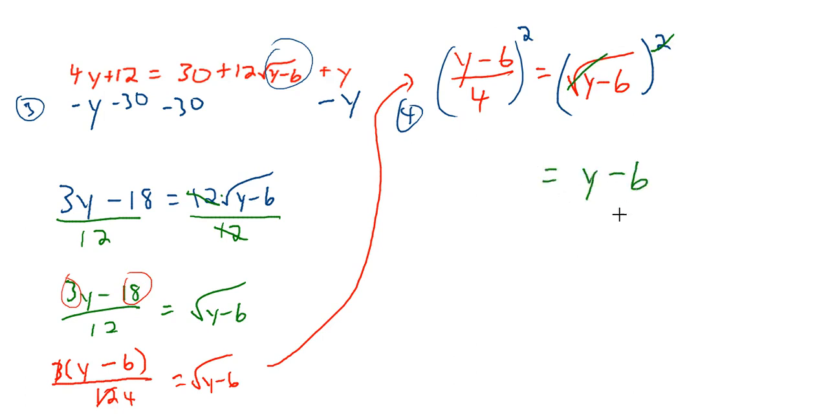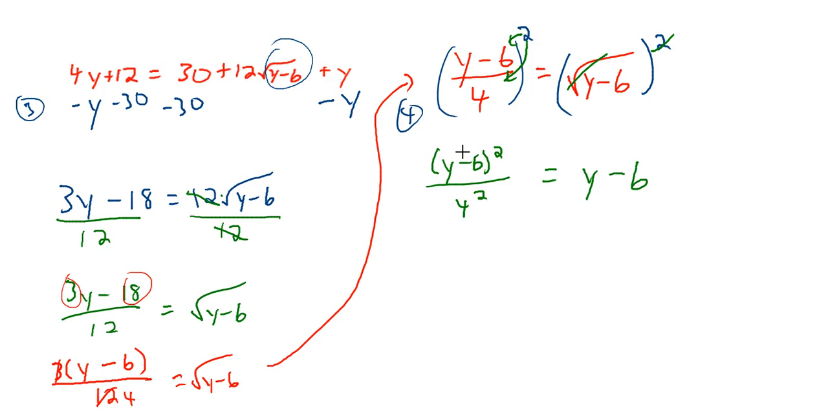So we just get y minus 6. On the left-hand side, I'm all scrambled up here. We apply that power of 2 to the top and bottom of the fraction. So we'll get y minus 6 squared on top, and 4 squared on the bottom. And so we have to simplify that.